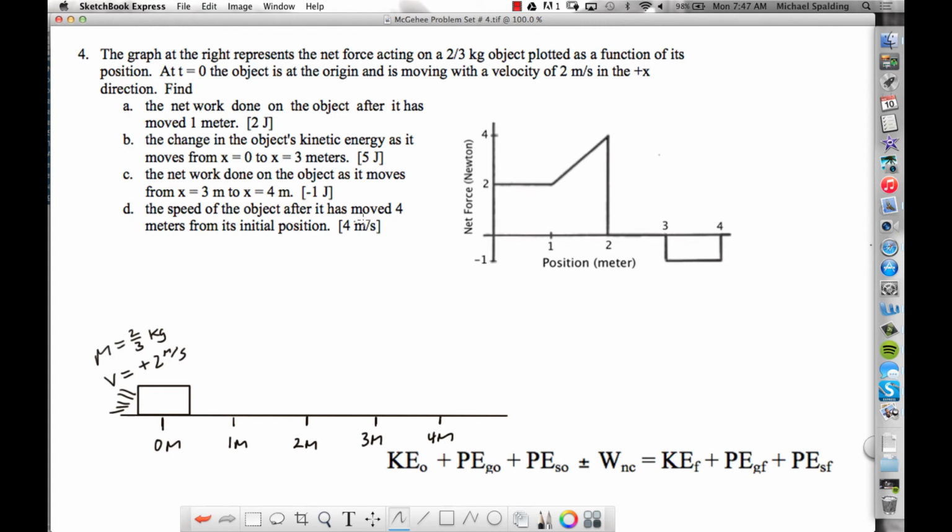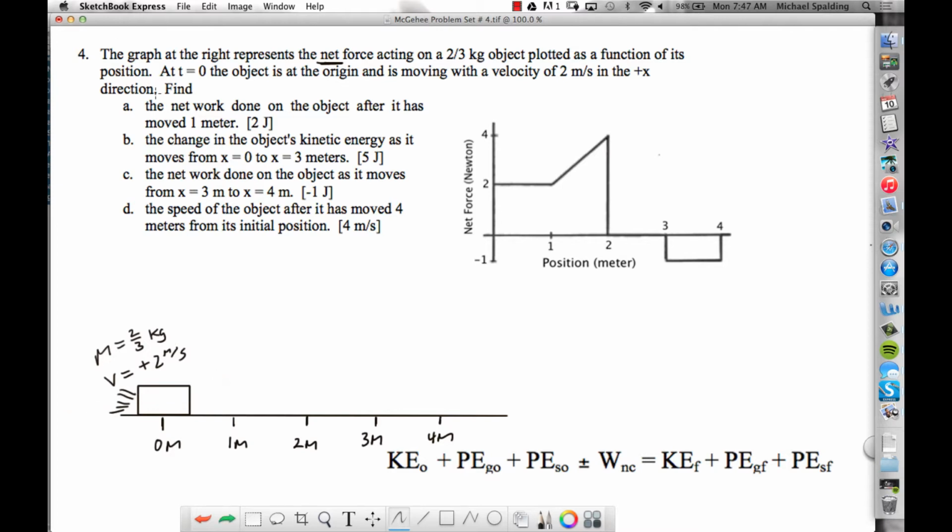Okay, so this is number 4 on the McGehee worksheet. We have a graph that represents the net force. So net is a key word. Maybe there's friction, maybe there's not friction. It doesn't matter because we have a graph that tells us the net force. For example, let's say it's frictionless. If this is a frictionless surface, then the net force would simply be the force acting on the object. Well, what if there was friction? Then the net force would include the friction, but either way it doesn't matter because we're told what the total force is from the graph.